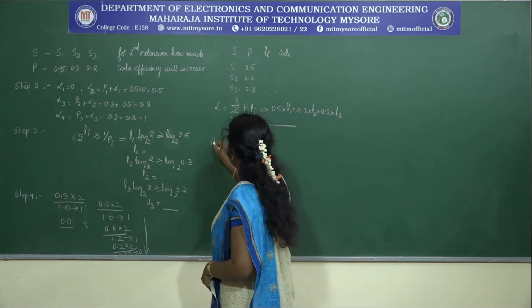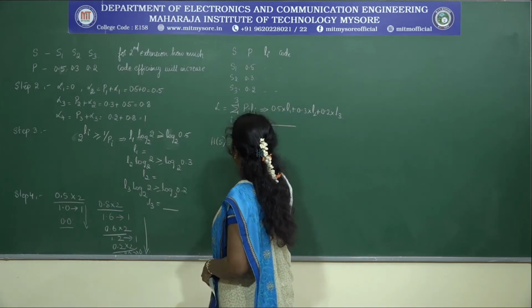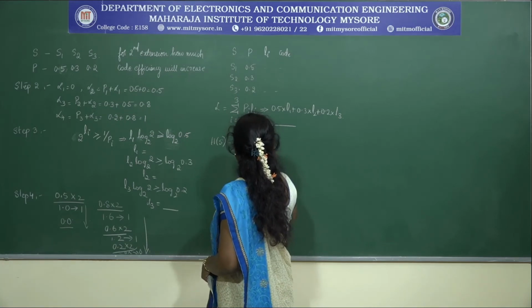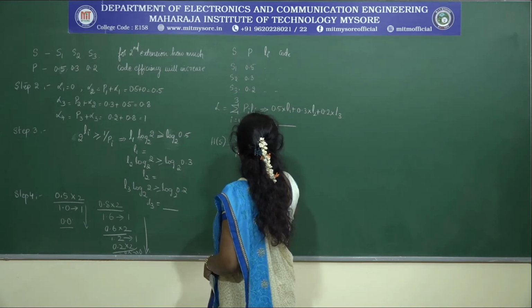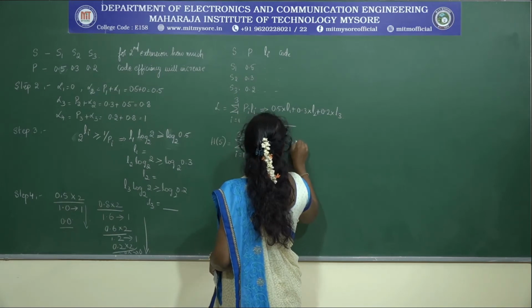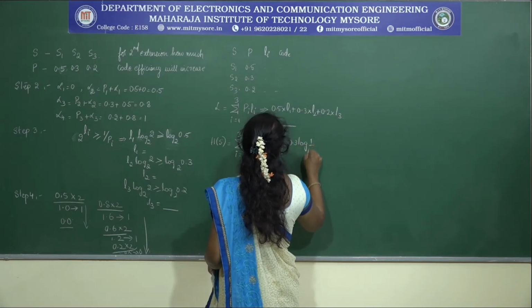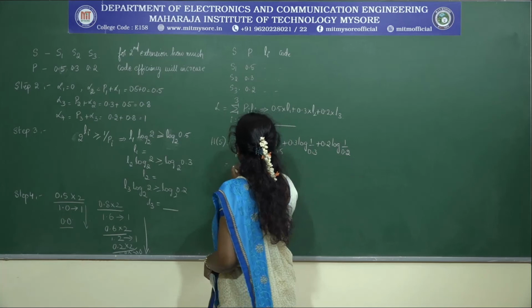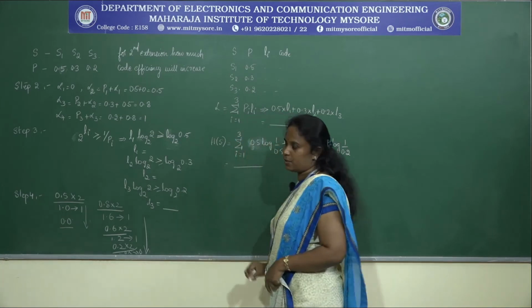Next you need to calculate the entropy. So entropy is summation of i equal to 1 to 3 Pi log of 1 by Pi. So it is 0.5 log of 1 by 0.5 plus 0.3 log of 1 by 0.3 plus 0.2 log of 1 by 0.2. If you simplify this, you will get your H of S value.